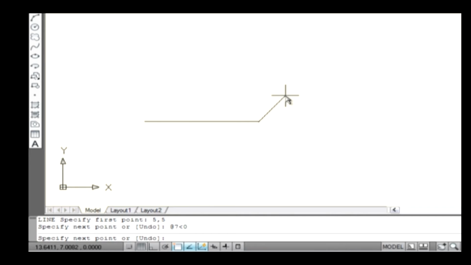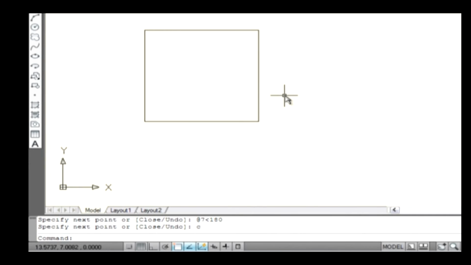Now the command line displays: Specify Next Point or Undo. Type @7<90 to draw a line in a vertical upward direction and press Enter. Type @7<180 and press Enter. Now the line is drawn in the negative x direction. Type C on the command line and press Enter to close the line. Note, with relative polar coordinates, you should always enter positive values.